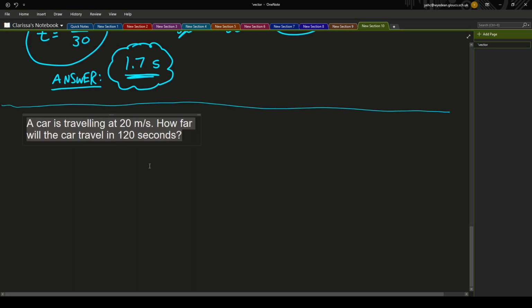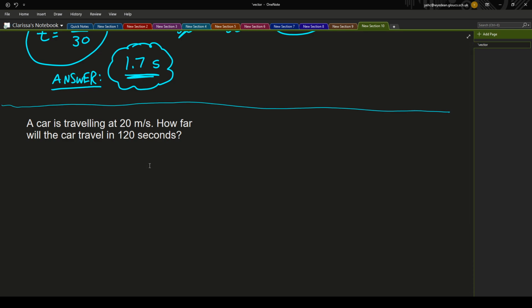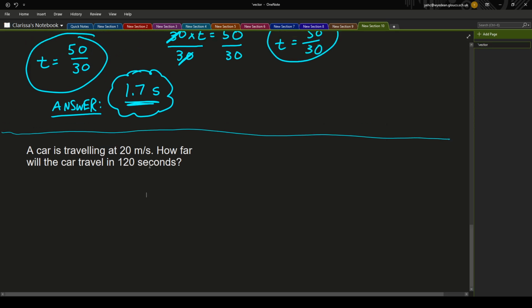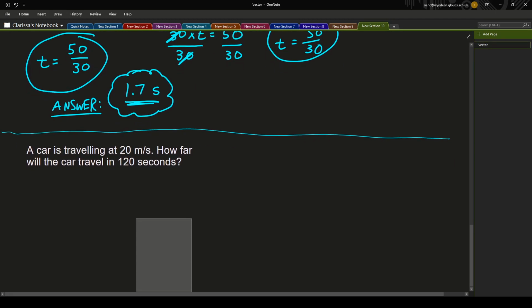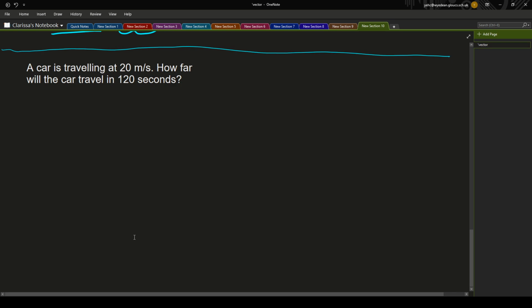A car is traveling at 20 meters per second. How far will the car travel in 120 seconds? Remember, the fine-tune part might not be exactly the same as what we have up here. You might have to rearrange it differently, but the key idea is just like you do in maths, you rearrange for the missing variable. You just solve for it. So formula, insert values, fine-tune, answer. So give 5 minutes for you guys to have a go at that, then I'll go over the answer.